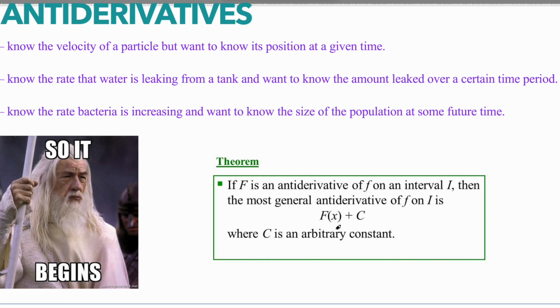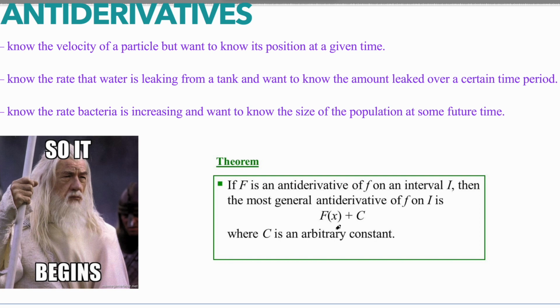Or let's say you know the rate that water is leaking from a tank and you want to know the amount leaked over a specific time. Or, if you know the rate bacteria is increasing, but you want to know what the size will be at a specific time in the future.